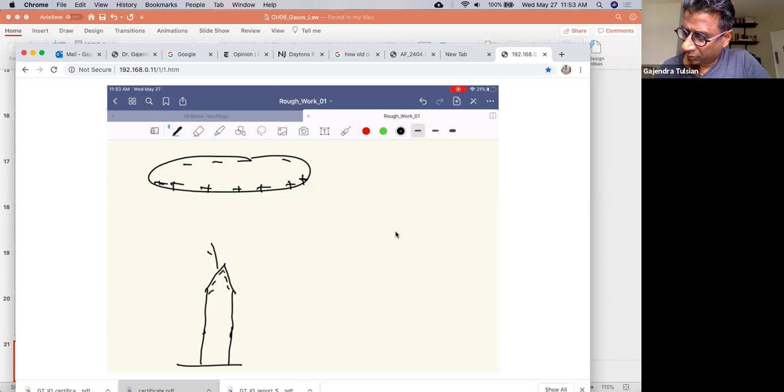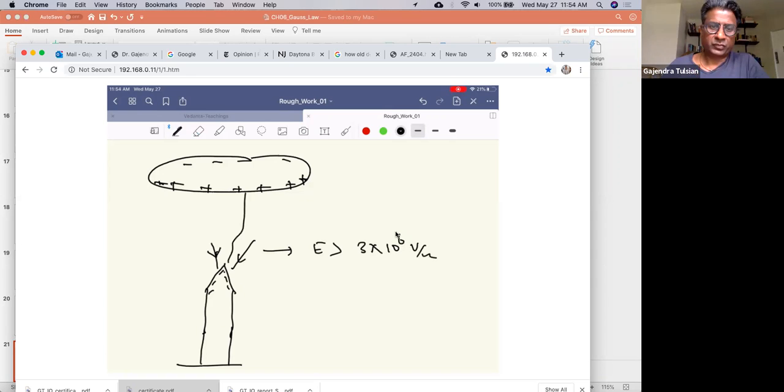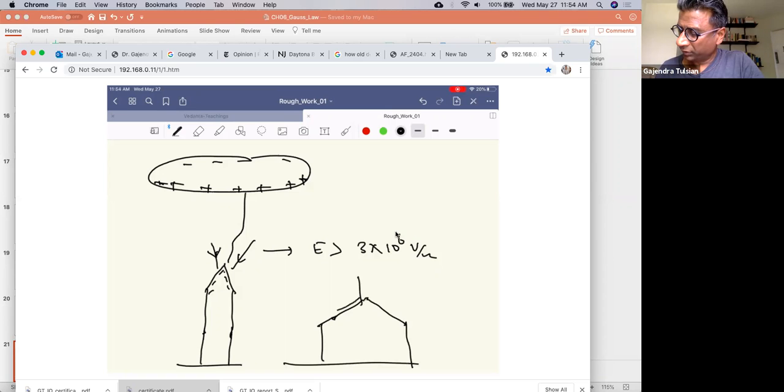And here's the electric field. And when this electric field gets greater than 3 times 10 to the 6 volt per meter or Newton per Coulomb, lightning strikes. Okay. So that's a lightning conductor, and all homes have these lightning conductors. So in a house, you have these lightning conductors, and they conduct the electricity harmlessly to the ground, rather than going through your home.